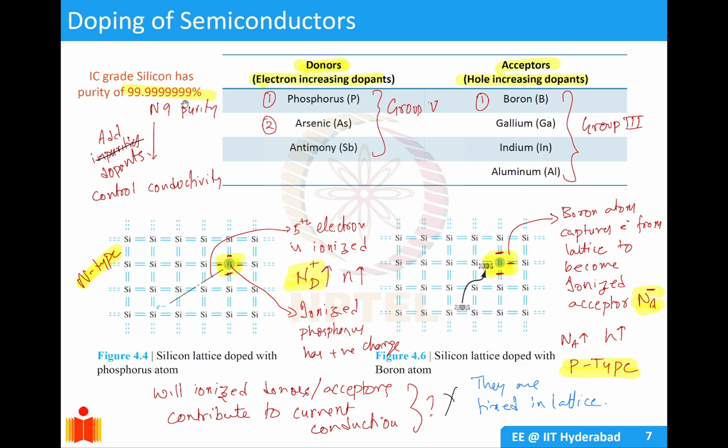Now we come to doping of semiconductors. Typically the silicon is purified up to N9 purity, that is 99.99999999 percent. There are 9 nines, 2 before the decimal and 7 after the decimal. So the impurity is less than 10 to the minus 7 percent.